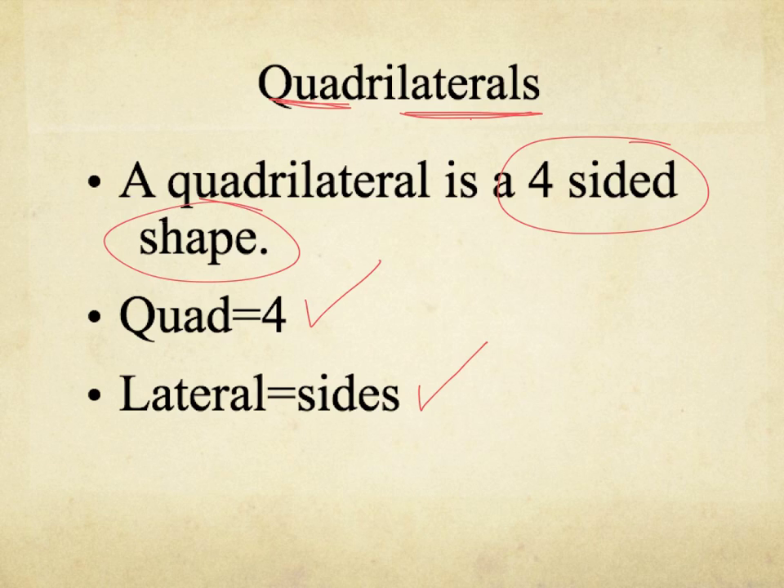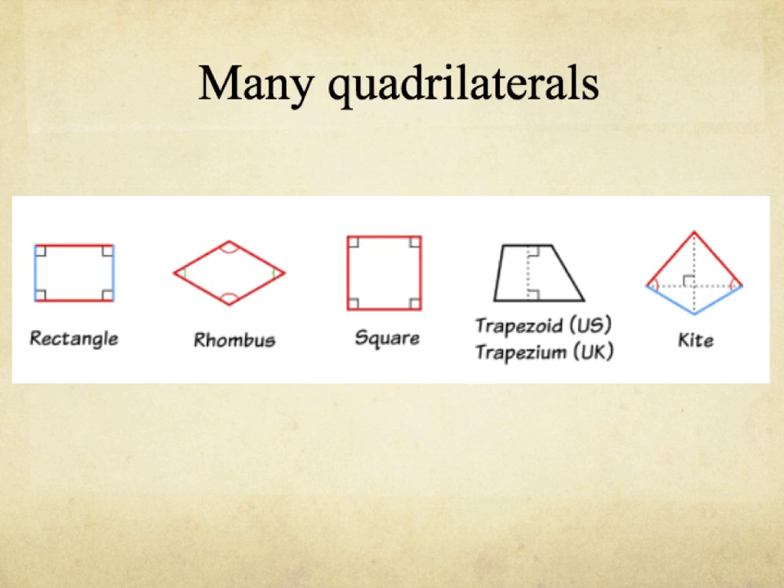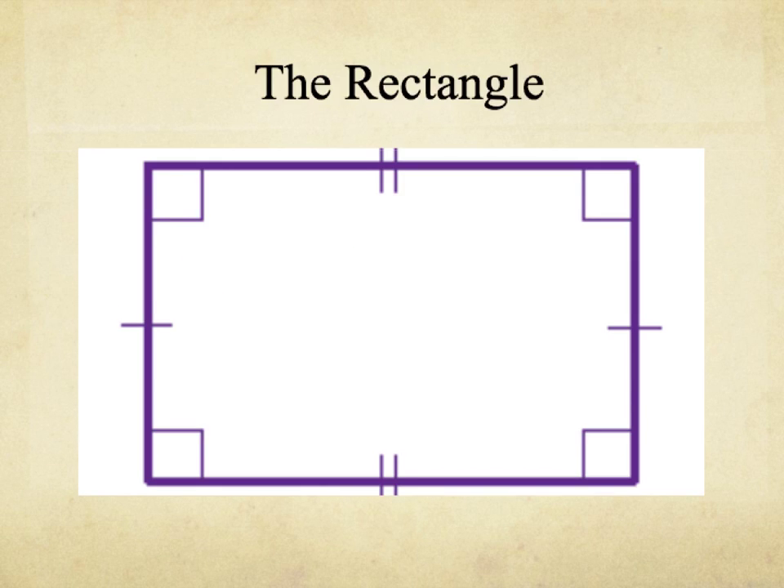Pretty neat, right? Alright, we have many types of quadrilaterals. We have a rectangle, we have a rhombus, we have a square, we have a trapezoid, a kite, and we also have a parallelogram. Let's start out with the old faithful rectangle. So a rectangle is a shape that has two sets of equal sides.